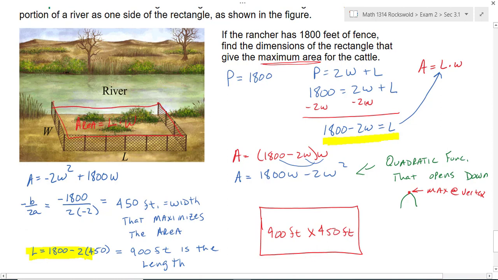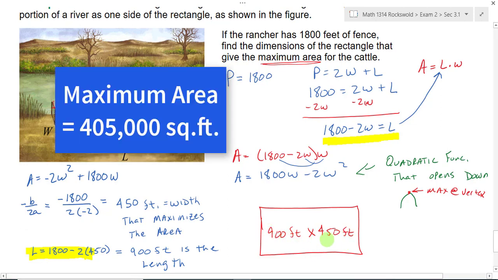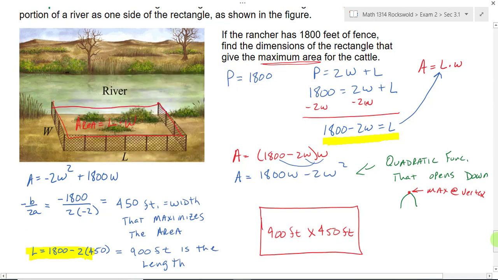What is the maximum area? How many square feet? How would you get that? Just multiply length times width. I didn't ask you for it. I'm not going to ask you for it.